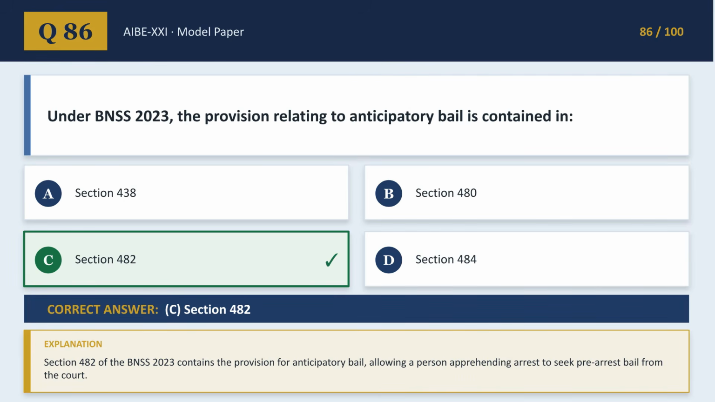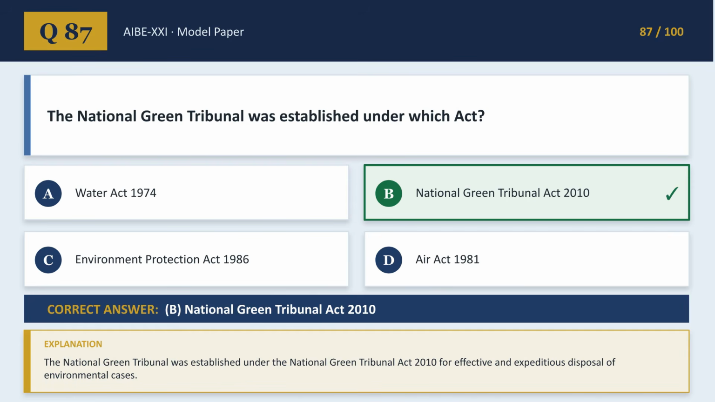The provision relating to anticipatory bail under BNSS 2023 is contained in Section 482. This grants the High Court or Court of Session the power to direct the release of an accused on bail in the event of arrest. The National Green Tribunal was established under the National Green Tribunal Act 2010. This tribunal addresses environmental protection and the conservation of forests and other natural resources.